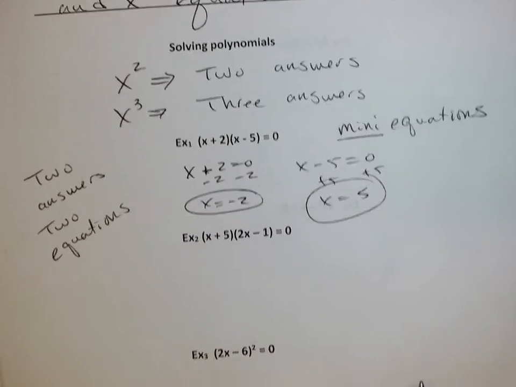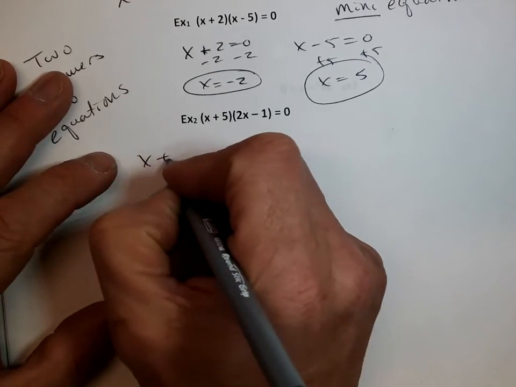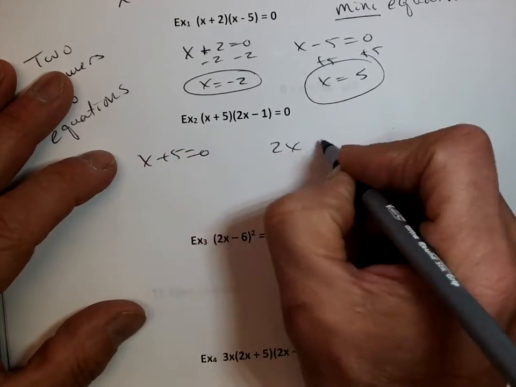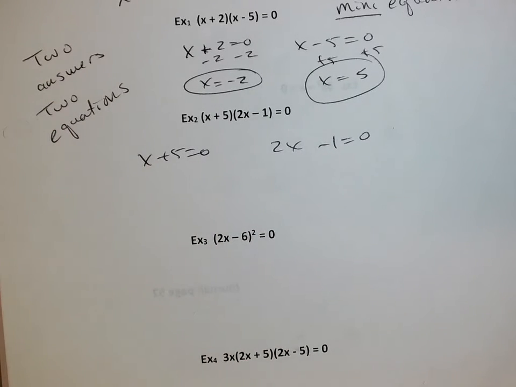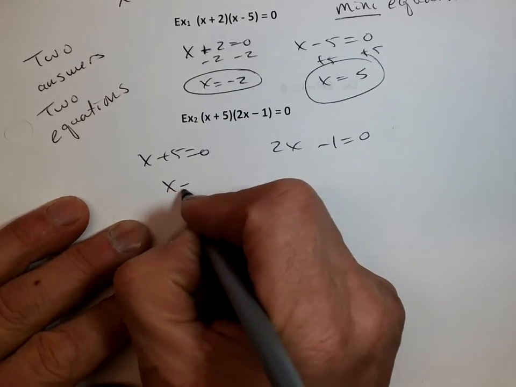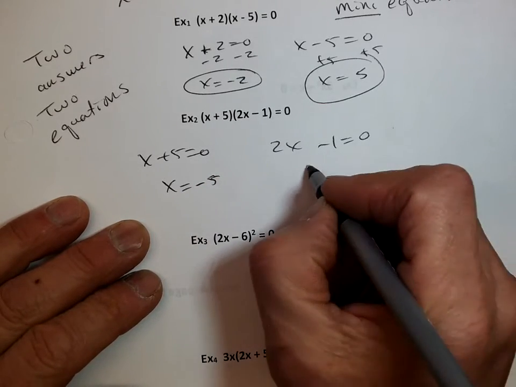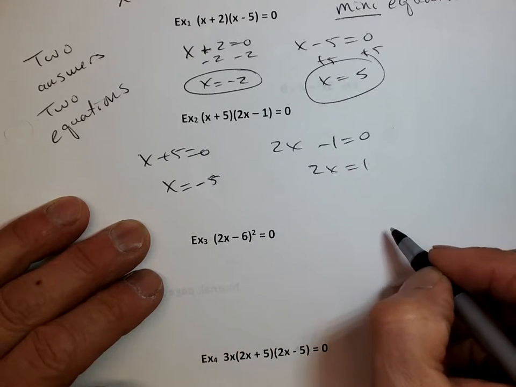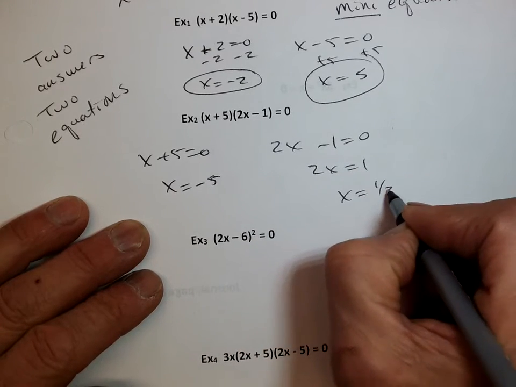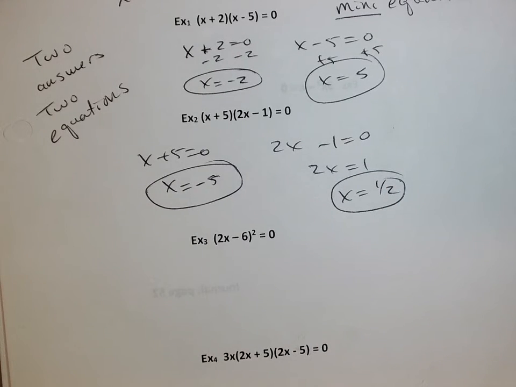So let's take a look at example 2. Do your mini equations. My mini equations are x plus 5 equals 0 and 2x minus 1 equals 0. You're going to get to the point where you probably don't need to show your work. Minus 5, obviously x equals negative 5. You can do that in your head, right? Here, if I go plus 1, I get 2x equals 1. Divide by 2, x is 1/2. I need both answers, but both of these are values of x that make it 0. You starting to get it?